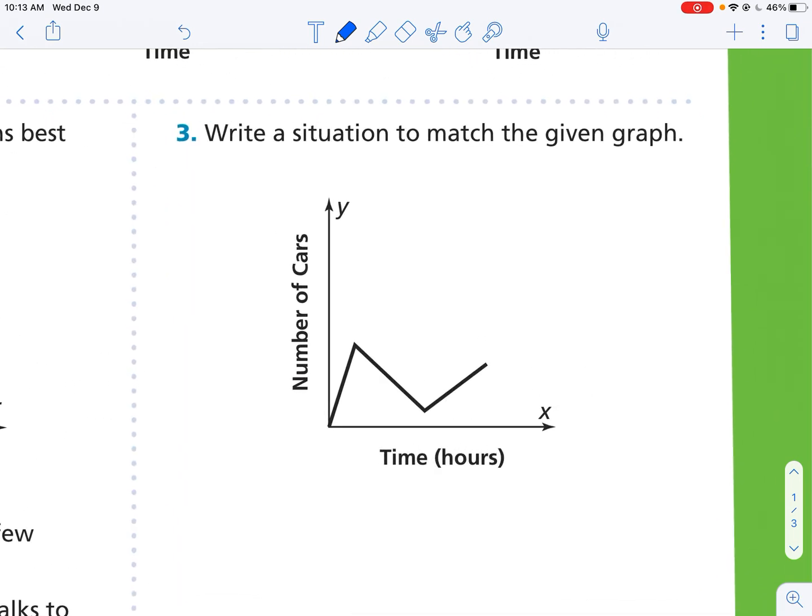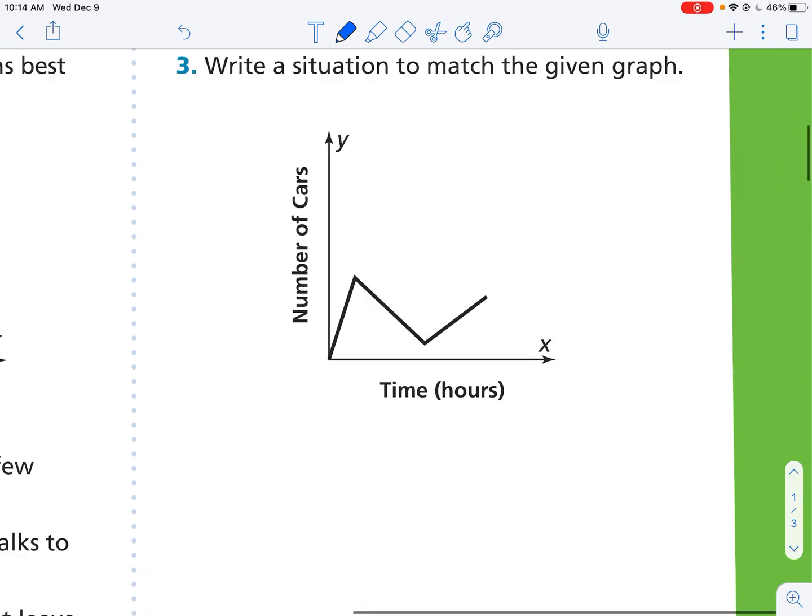And so I want to jump to another one here, number 3. And this is where you get to write out a situation to match the graph given. I want to point out what our axes here say. Our y-axis is saying number of cars, and this x-axis is saying time in hours. So our number of cars is going up, and then it goes down, not all the way, but then it goes back up. So I want you to think about a situation, maybe a place, where the number of cars would go up, and then back down, and then back up.